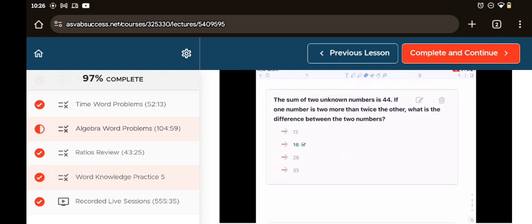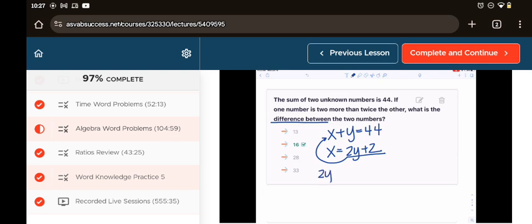Next question. It says the sum of two unknown numbers is 44. If one number is 2 more than twice the other number, what is the difference between the two numbers? All right. So sum of two unknown numbers is 44. So x plus y equals 44. One number is 2 more than twice the other. So twice the other plus 2. Okay? Now that's how I get my two equations. Now the question is asking me what is the difference between the two numbers. That means I have to solve for both of them and then subtract. When it says difference between something, that means I have to subtract them.